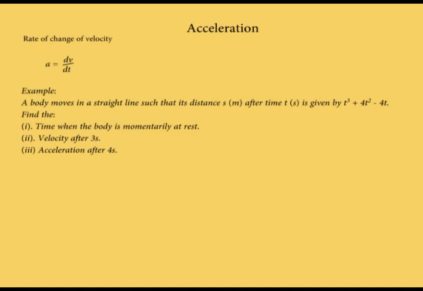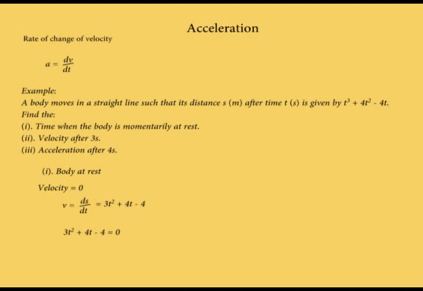In the solution, A, when the body is at rest, it means the velocity is 0. So we get the velocity function first. V, velocity, is equal to ds over dt, which is equal to, when we differentiate that, 6t squared plus 8t minus 4. We equate that to 0. Dividing by 2, 3t squared plus 4t minus 2... Two numbers, when you add, you get 4. When you multiply, you get minus 12. Those numbers are minus 6 and 2.